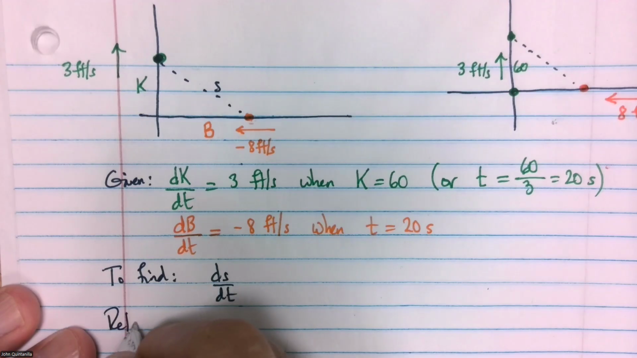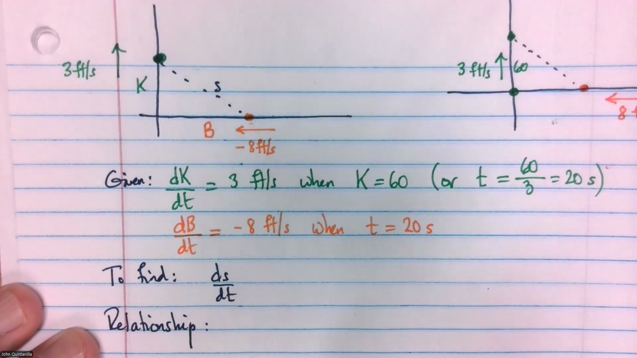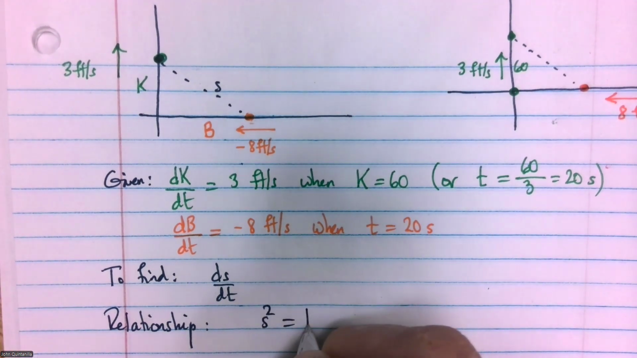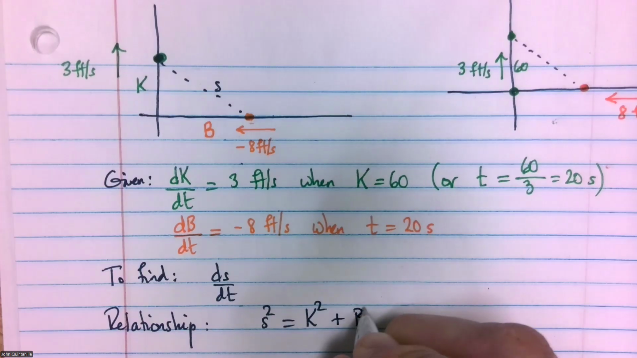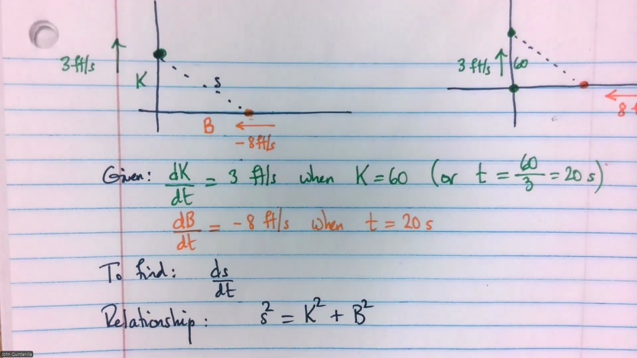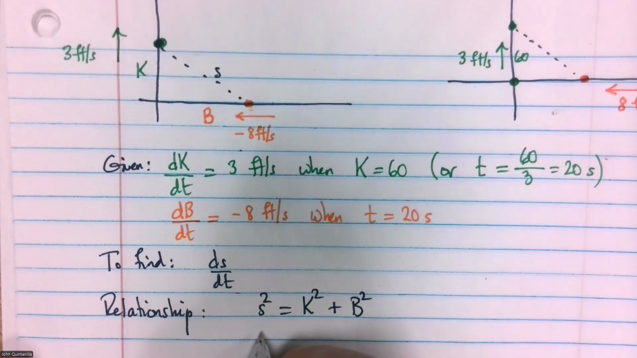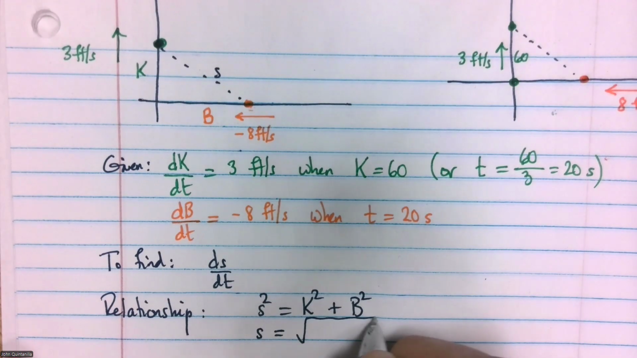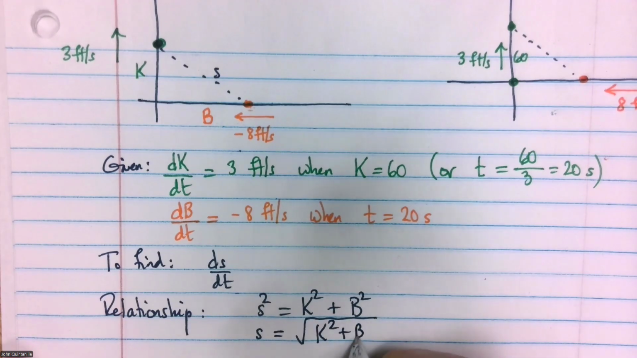Is there a relationship between s, k, and b? Clearly, we can use the Pythagorean theorem. So s squared is equal to k squared plus b squared. I could differentiate this directly, but instead I'll solve for s. s is equal to the square root of k squared plus b squared.